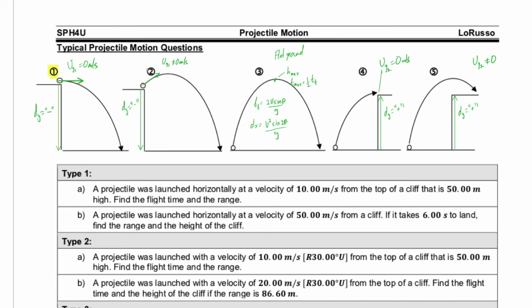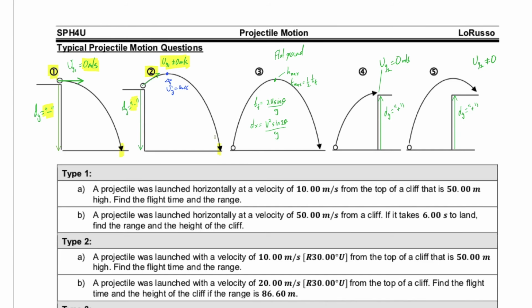Now, in the first case, our Vy1 is 0 meters per second. But in our second case, our Vy1 is not 0 meters per second. When is it 0 meters per second? Here. At that point, our Vy equals 0 meters per second. But that's not at our initial. In both type 1 and type 2, our displacement in the Y is negative because the projectile starts at some initial height and drops to some final height.